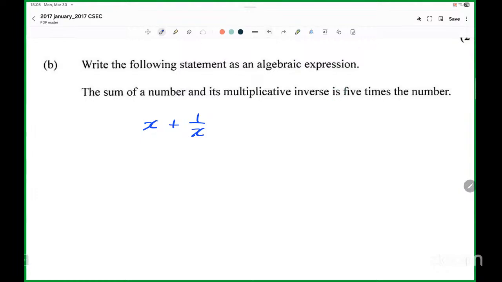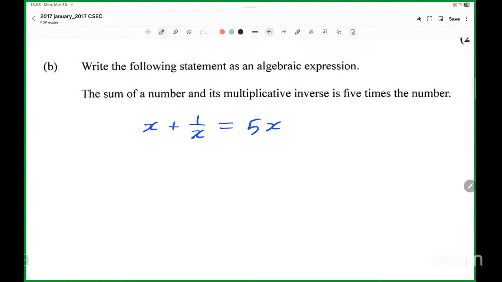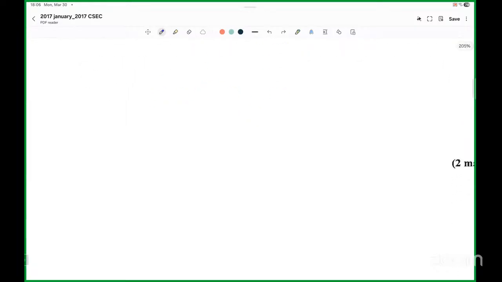Is meaning equal. 5 times the number, 5x. That's what they have just said. The sum of a number means that you're adding a number, call that number x, and its multiplicative inverse. The multiplicative inverse of x is 1 over x. And that sum is meaning equal to 5 times the same number. 5x is 5 times the same number. That's the statement right here. They don't need you to add to solve it. Just write the statement. They didn't ask you to solve it.